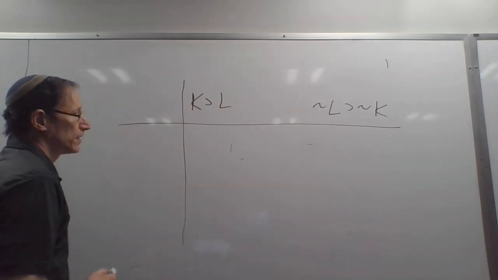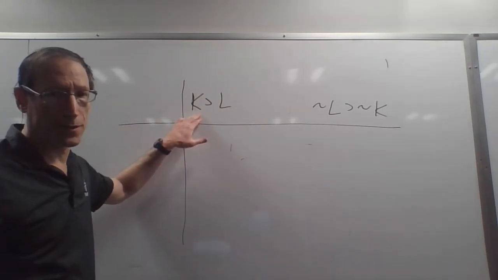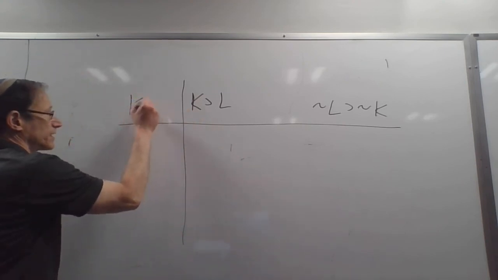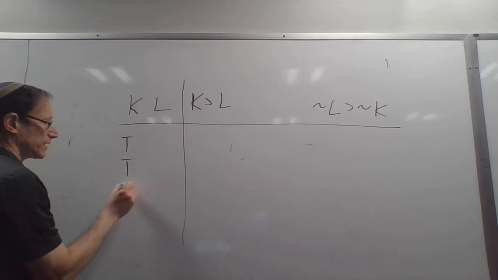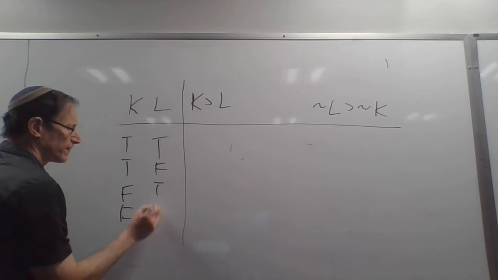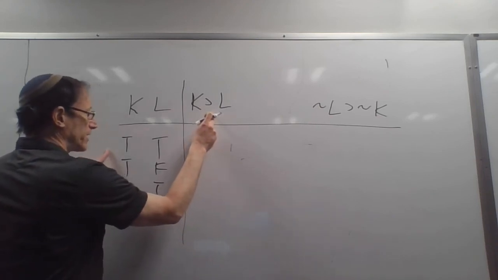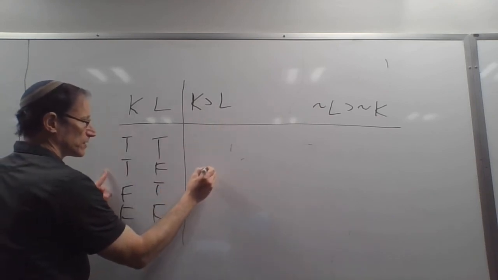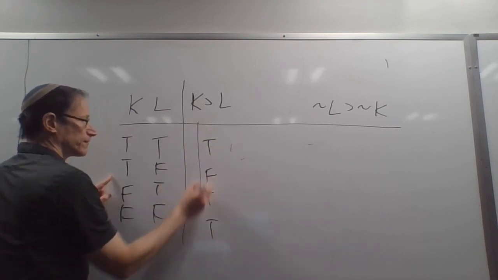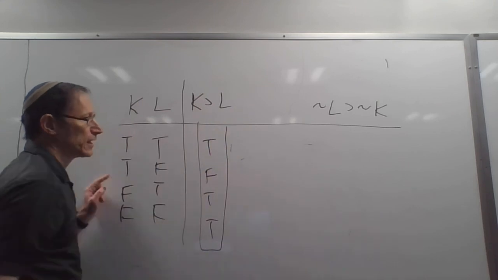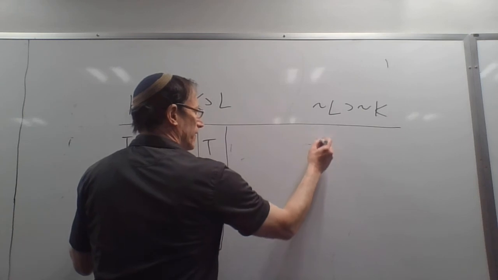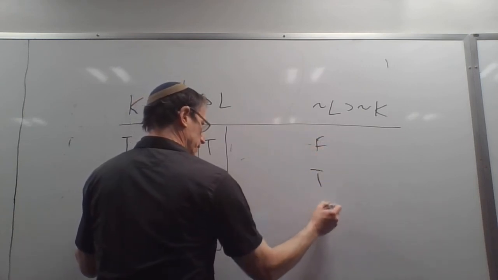Then you would list the components in alphabetical order, so K and L, there's going to be TT, FF, and then TF, TF. You're going to do the value for K horseshoe L. That's going to be false only on the second row, otherwise it's true, right? So this is the value for the horseshoe. Now I go over here. Not L is going to be F, T, F, T.